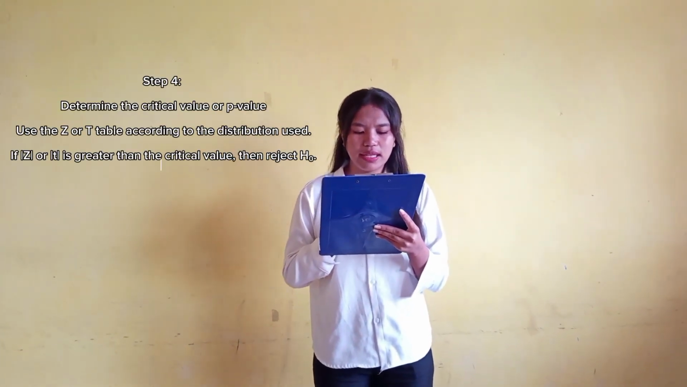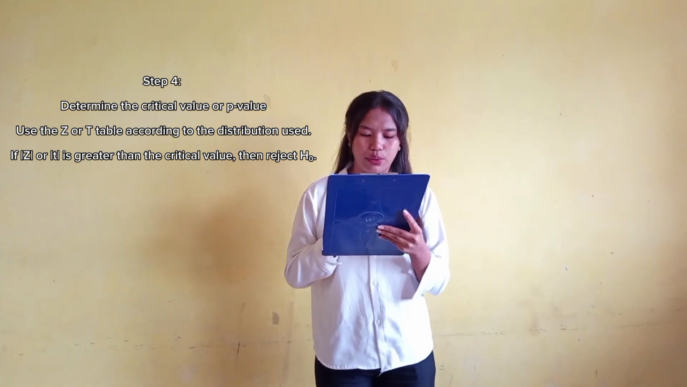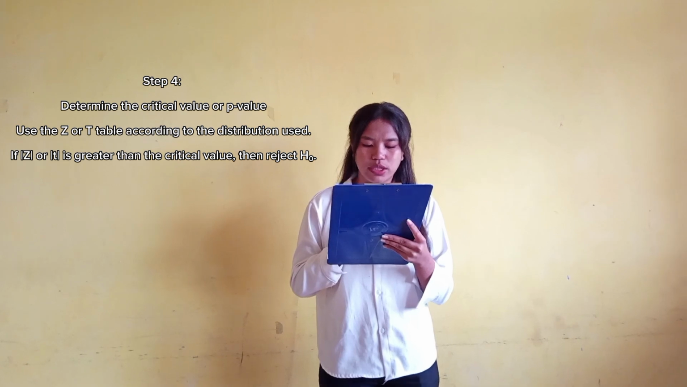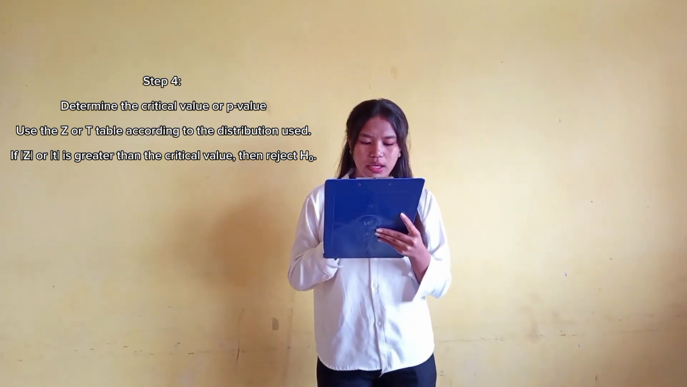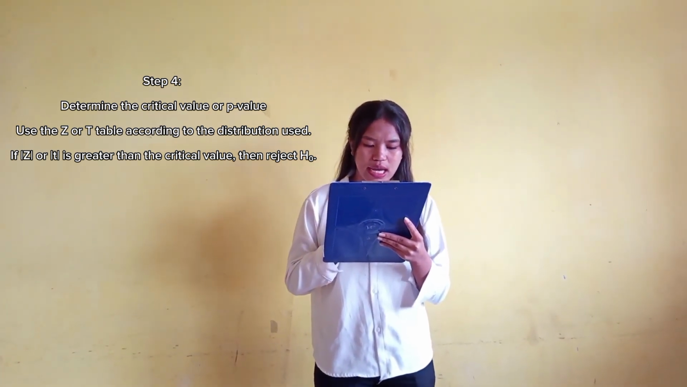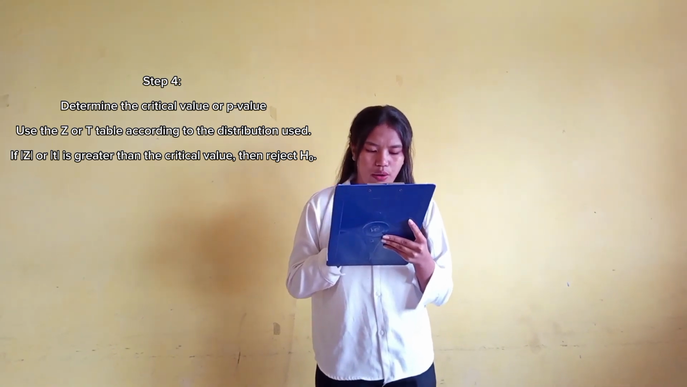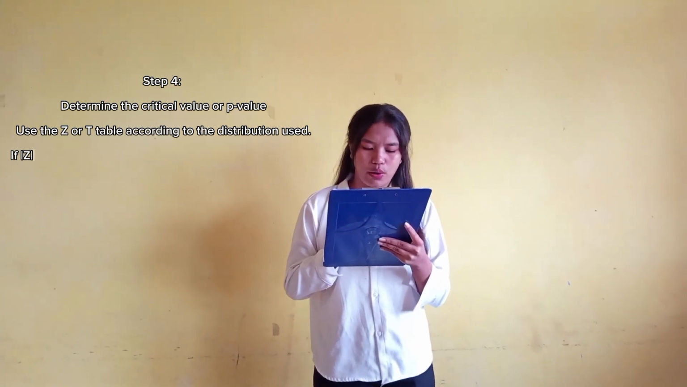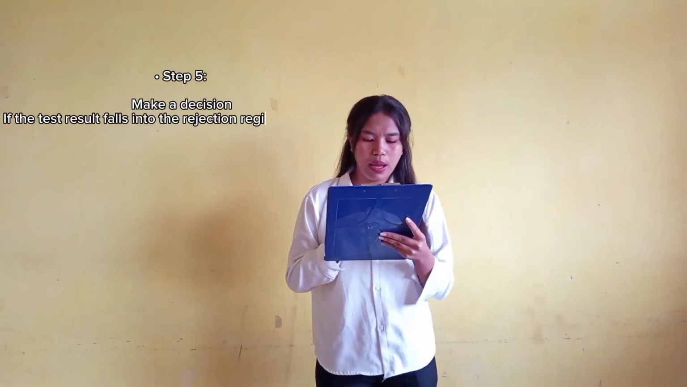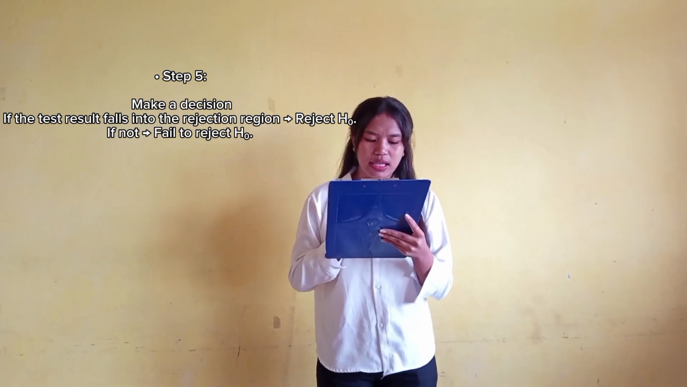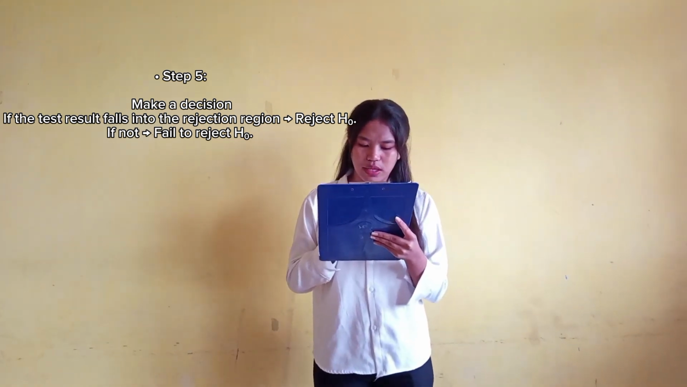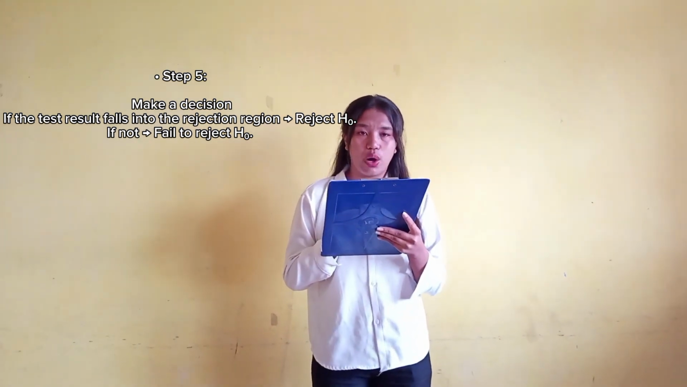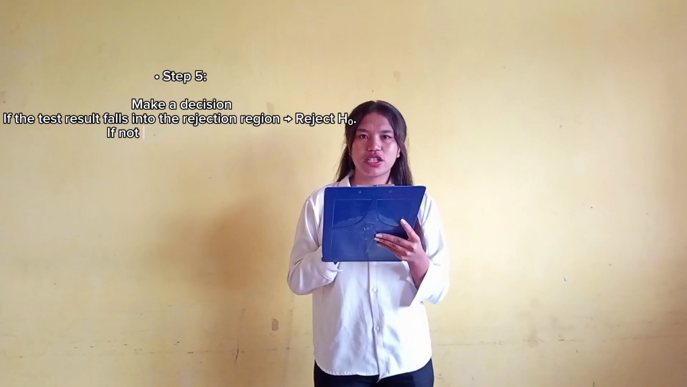Step 4. Determine the critical value or p-value. Use the z or t table according to the distribution used. If the absolute value of z or the absolute value of t is greater than the critical value, then reject H0. Step 5. Make a decision. If the test result falls into the rejection region, we reject H0. If not, we fail to reject H0.